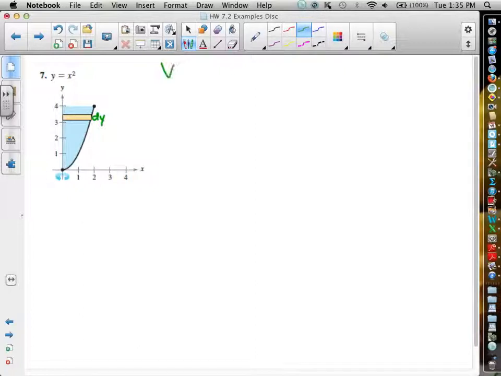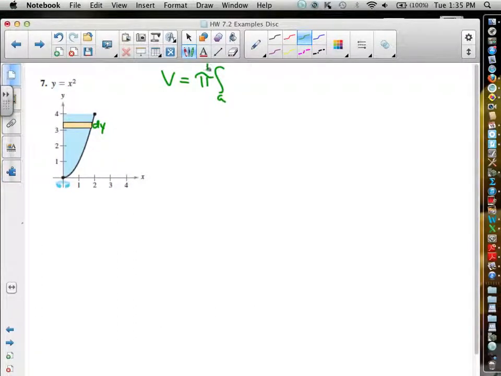So my volume formula, oops, we still have pi out in front, goes from a to b, some a value, some b value. We'll figure out what that's going to be. But now my radius is in terms of y. So let's figure out what that's going to be. My radius from the axis of rotation to the end of the rectangle, what variables are we going to have?